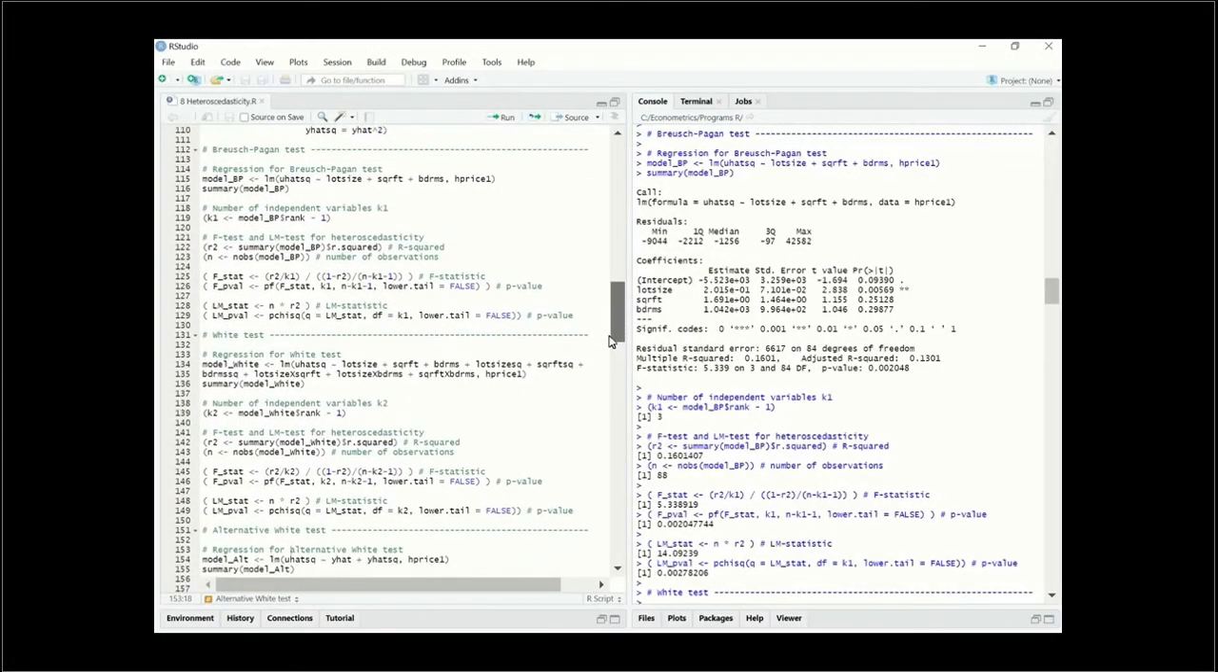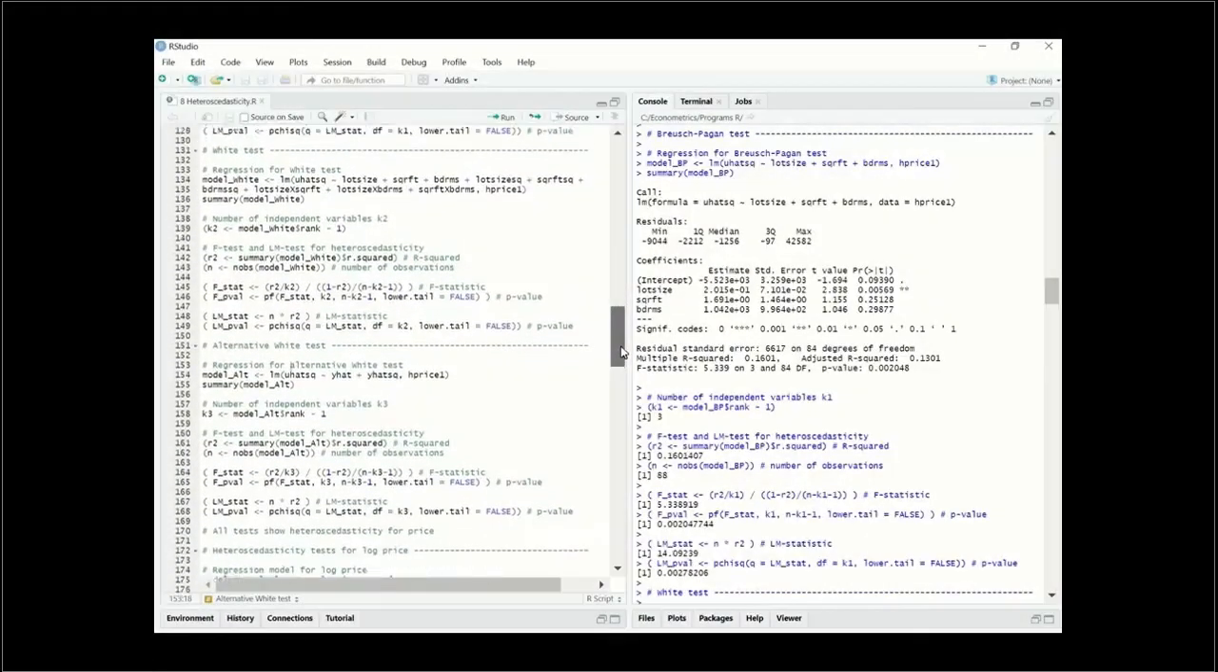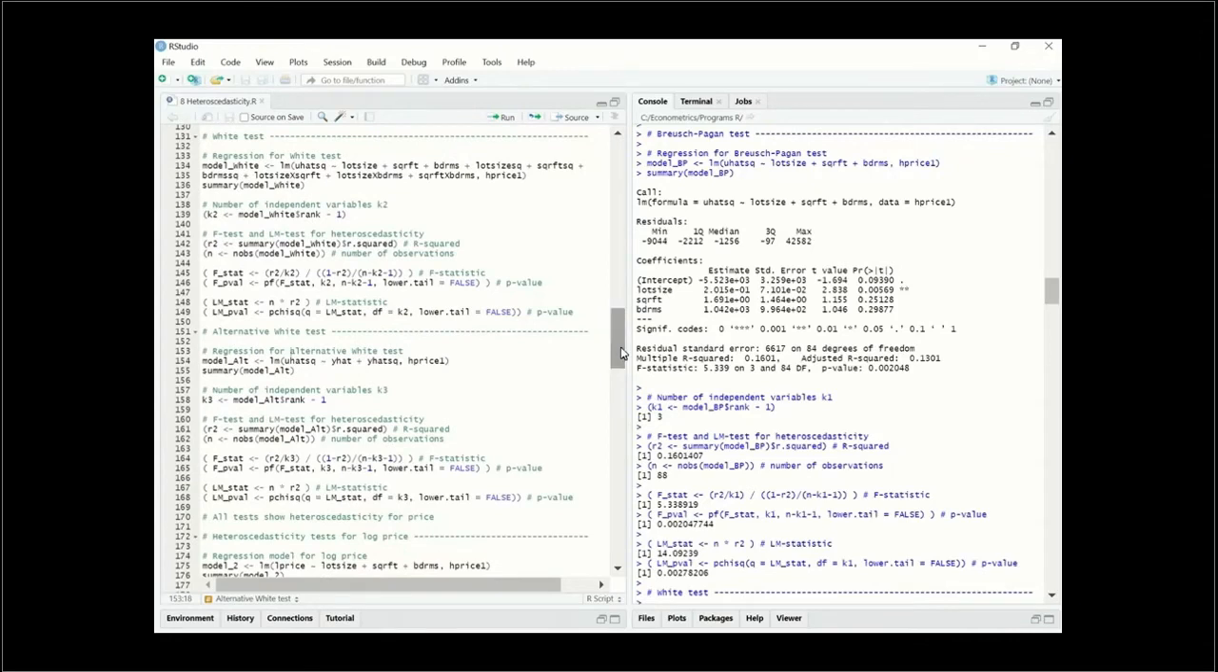Okay, so instead of using the Breusch-Pagan test, we can also use two other tests. So basically, if the Breusch-Pagan test says that we have heteroscedasticity, we should go ahead and correct the standard errors for heteroscedasticity. But if it's not significant, perhaps we can also run the other tests here. So let's look now at the White test, and then we're going to be looking at the alternative White test.